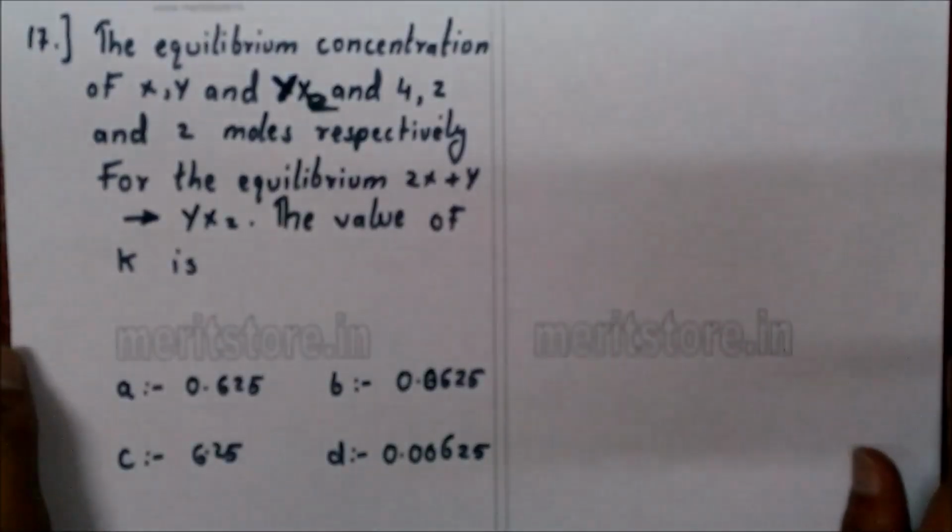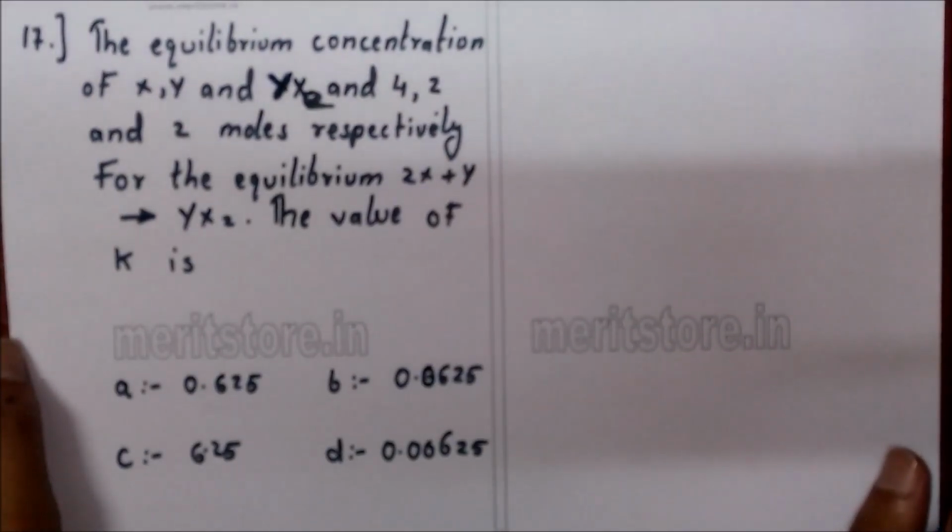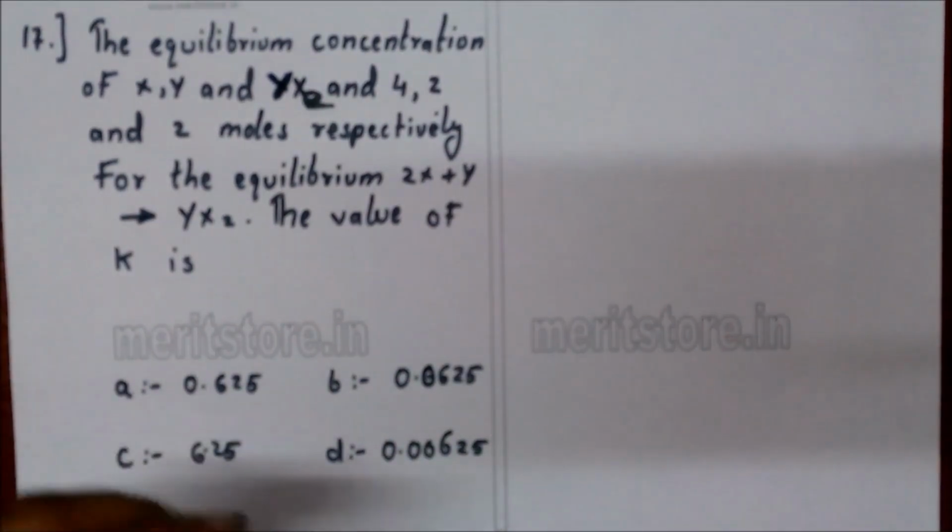The equilibrium concentrations of X, Y and YX2 are 4, 2 and 2 moles respectively. For the equilibrium 2X plus Y gives YX2, the value of K is.